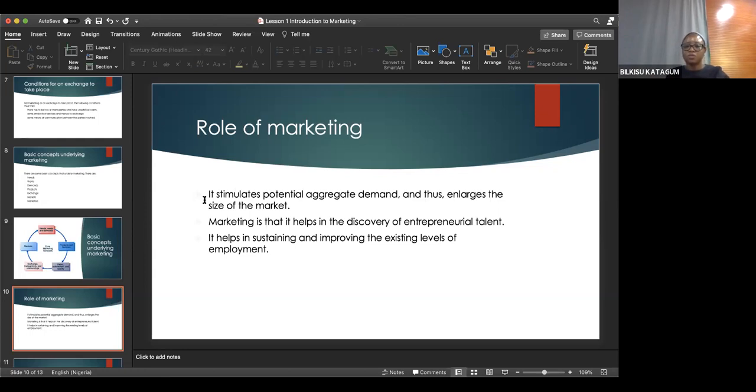Marketing also helps to discover entrepreneurial talent, which results in creating jobs. It helps sustain and improve existing levels of employment. There are so many jobs that somebody can do under marketing. Even if you're not part of the sales force, you can be part of the supply chain itself. The supply chain is very long. You can be working for the manufacturing, the factory itself. You can be a transport driver. You can work in the retail outlets. So marketing helps to create different jobs.